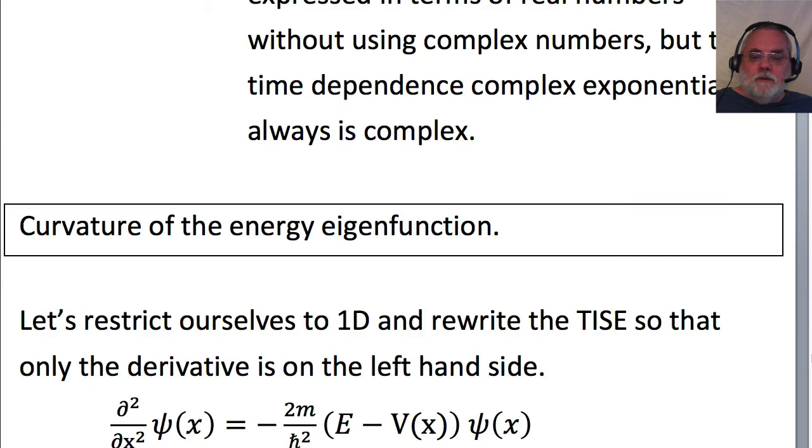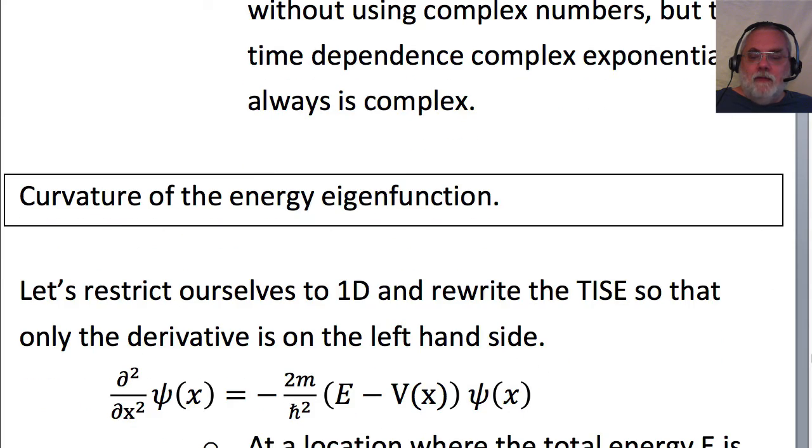Let's restrict ourselves to one dimension and rewrite the time-independent Schrödinger equation so that only the derivative is on the left-hand side. Second derivative with respect to position x of psi equals minus 2m over h bar squared times quantity E minus V of x times psi.